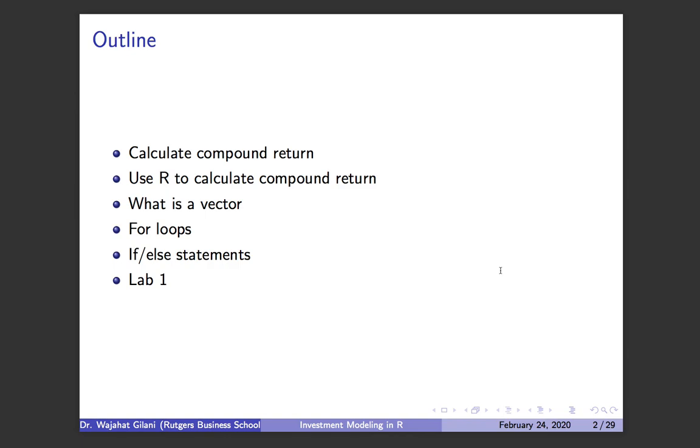So we want to calculate the compound return today. We're going to use R to do it. We're going to talk about the most basic data container in R. What's a data container? I'll get to that in a moment as well, which is a vector. We're going to talk about something in programming called for loops, if-else statements, and then we're going to jump into lab one.